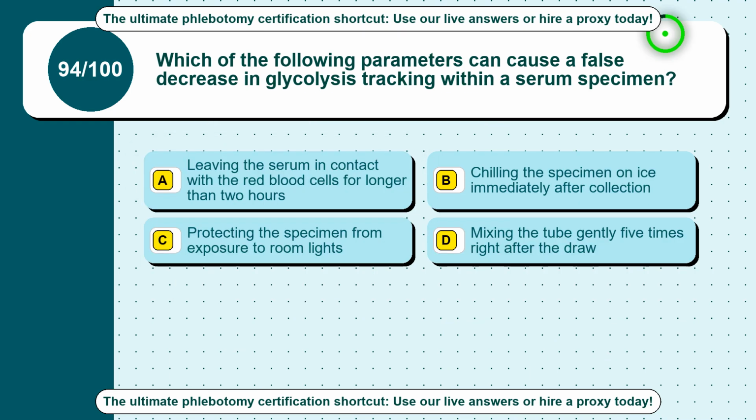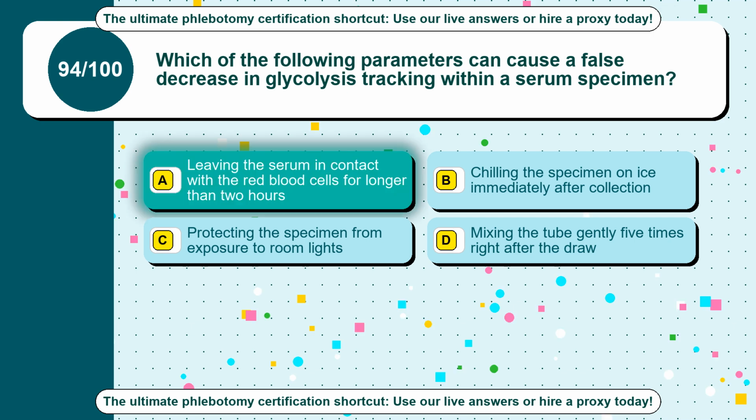Question 94. Which of the following parameters can cause a false decrease in glucose within a serum specimen? Option A, leaving the serum in contact with the red blood cells for longer than 2 hours. Option B, chilling the specimen on ice immediately after collection. Option C, protecting the specimen from exposure to room lights. Option D, mixing the tube gently 5 times right after the draw.